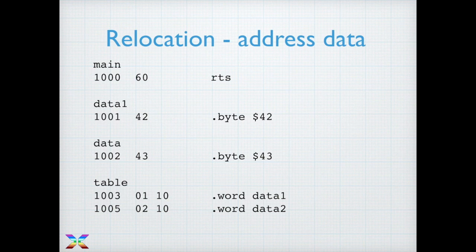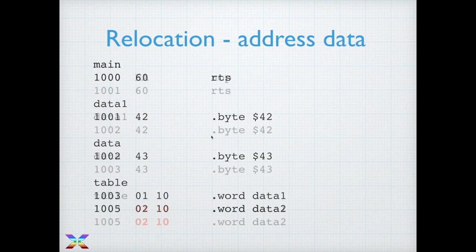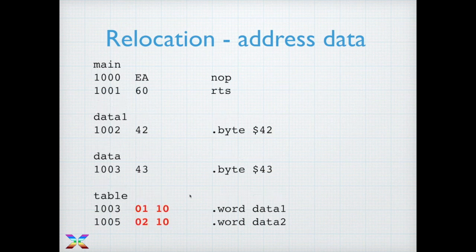What about cases where I have addresses in data tables? In this example, I've got data 1 and data 2, just 2 bytes. They're stored in a table here at 1003, 1005. You can see the addresses are totally consistent with the previous definitions. If I then add some code to my main program, it pushes everything down. These address values are incorrect. And by now you've probably figured out what needs to happen. The assembly language environment needs to patch these and maintain it.